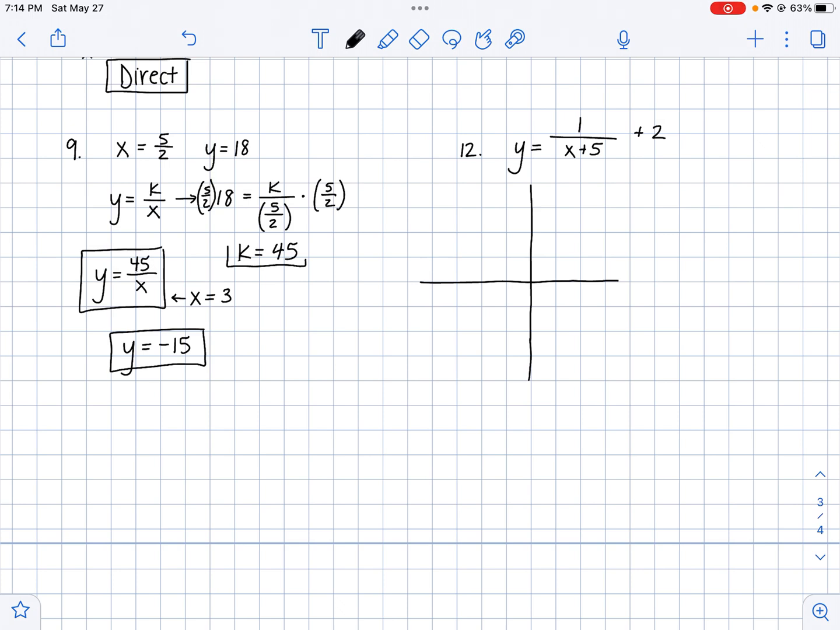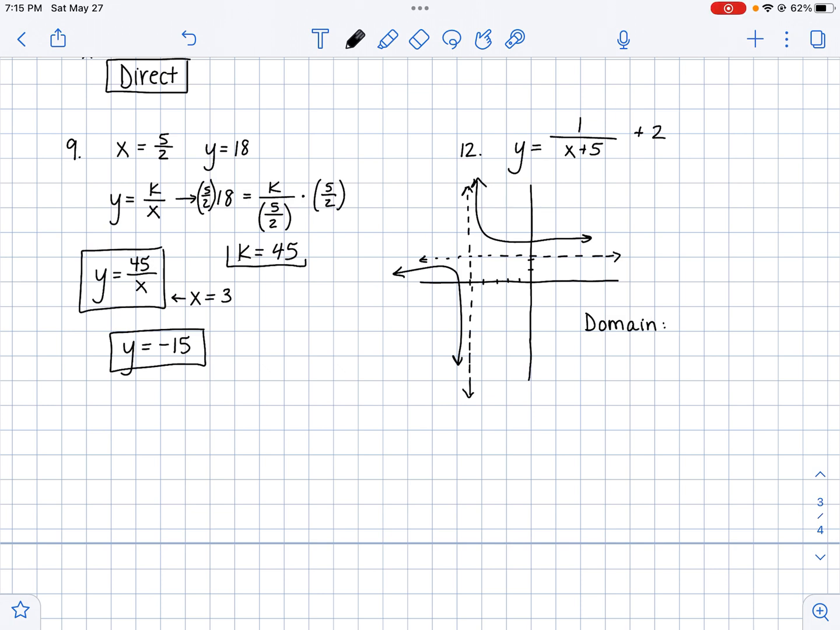When I do that, I get an asymptote at -5. 1, 2, 3, 4, 5. So roughly there's an asymptote there. There's also an asymptote at 2. And then it looks something like this and this. So again, rough sketch, you would plot specific points and label your asymptotes if needed.